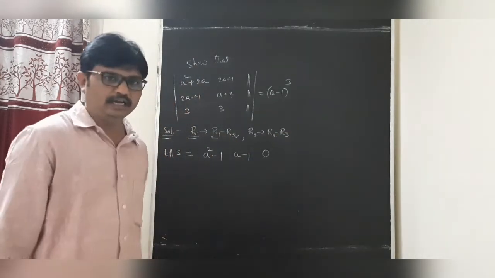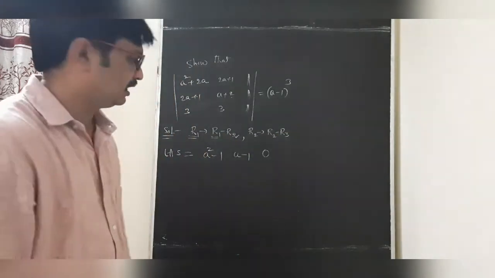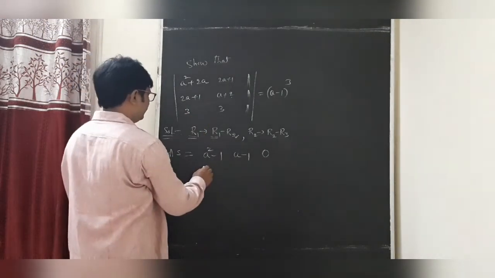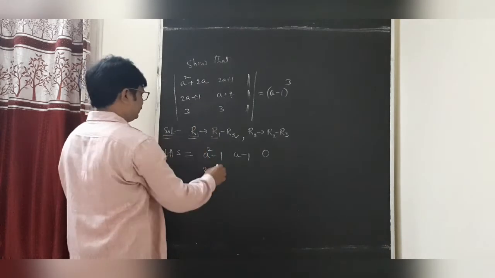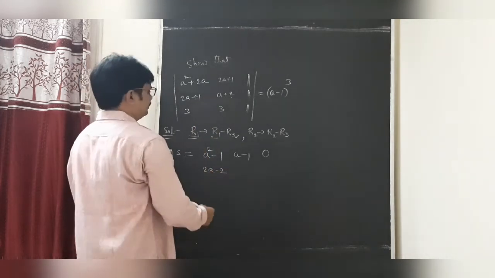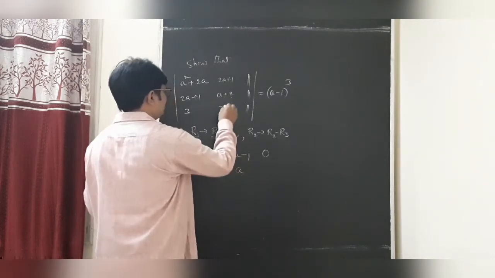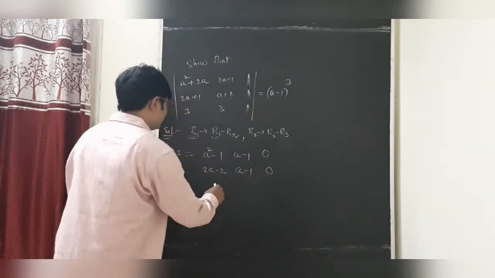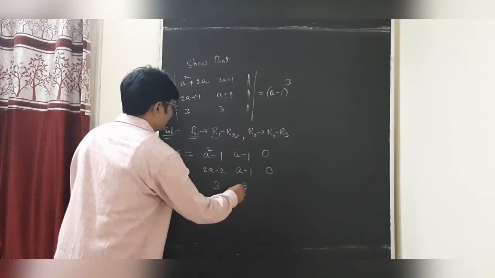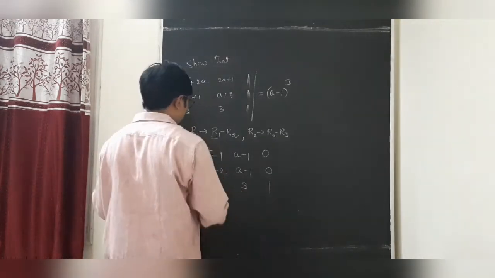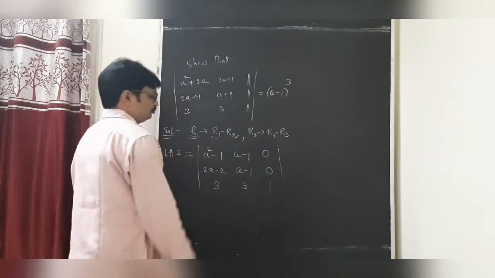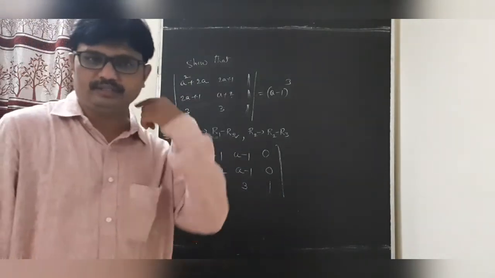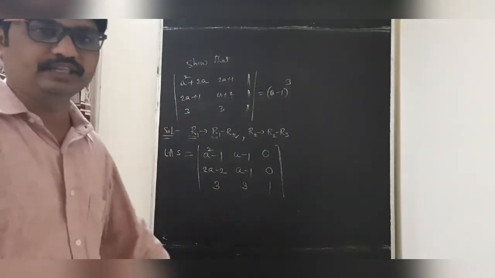Is it clear? R2 replaced by R2 minus R3. Now, students, this is 2a minus 3, that is 2a minus 3. 1 minus 3, minus 2. 2 minus 3, minus 1. 1 minus 1, 0. My dear students, the last row stays. We can do only two operations at a time, so only two operations. Don't take three operations. Already R1 and R2 have changed.